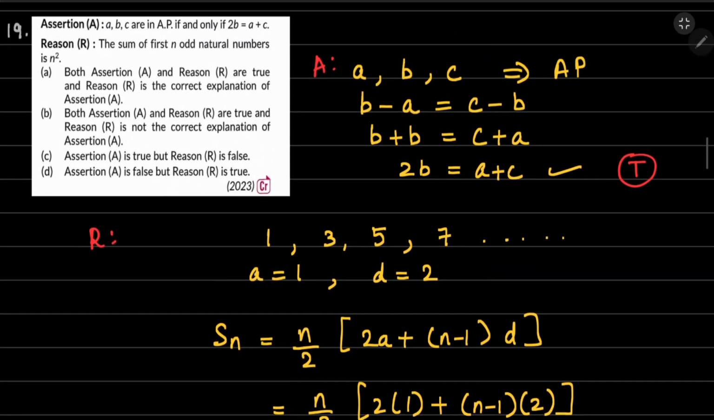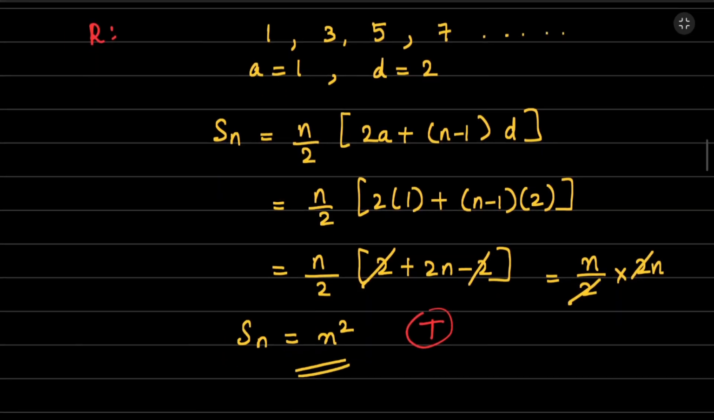Both assertion and reason are true, but is the reason the correct explanation for A? No, because the assertion is completely about finding the difference. A, B, C are in AP only if the difference between the second and the first and the third and the second are equal. That is not related to the sum of the first n odd natural numbers. So the correct answer is that both A and R are true, but the reason is not the correct explanation for the assertion statement. Let's move on to the next question.